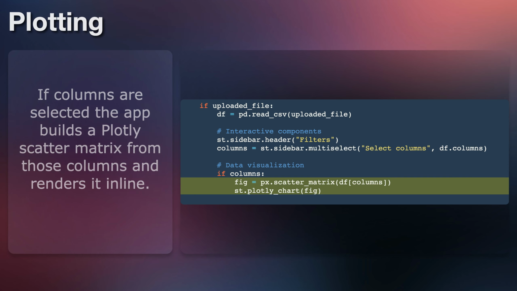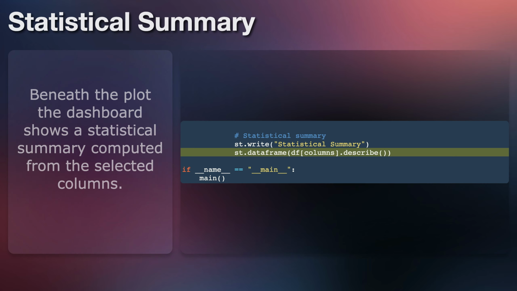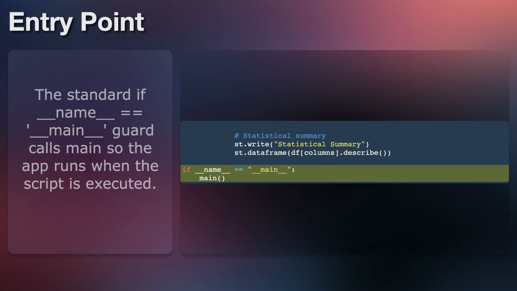If columns are selected, the app builds a Plotly scatter matrix from those columns and renders it inline. Beneath the plot, the dashboard shows a statistical summary computed from the selected columns. The standard if __name__ == "__main__" guard calls main so the app runs when the script is executed.